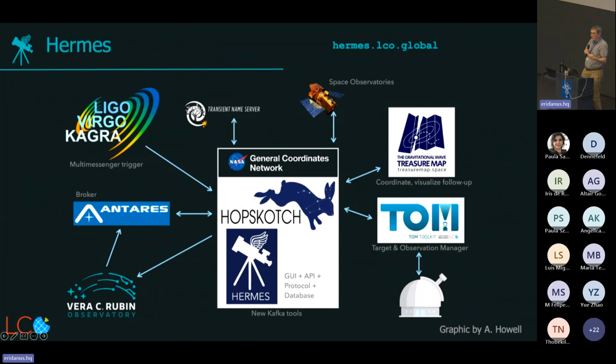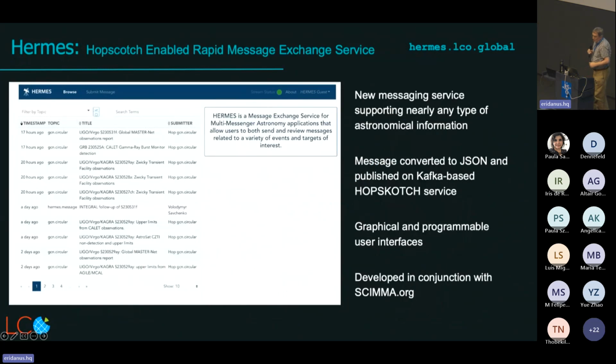And so the idea is that this is a generalized, both human and machine readable message communication format, which can replace the plain text things like GCNs or IAU circulars. And that will allow alerts to come from the facilities and the brokers to things like the Treasure Map and to TOMs, and the results from that come back. So you can say, we searched the error box, we didn't find anything, or we did find something, and it has these properties. And so it's a very general messaging service that is designed to support any type of astronomical information.